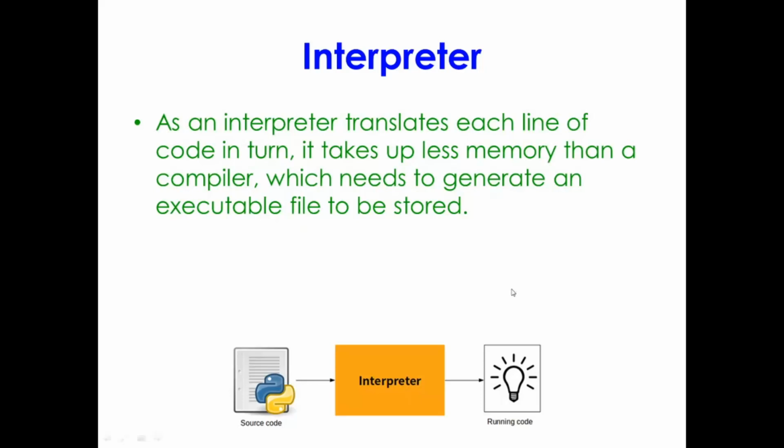Interpreter takes less memory than compiler, and so the interpreter is lightweight. It takes less space of the memory because it's not translating the whole file together, but it's translating only one line at a time. The original program that is written is called source code, and the translated program is called machine code, or you can say running code.